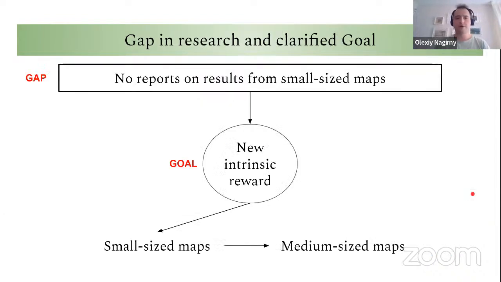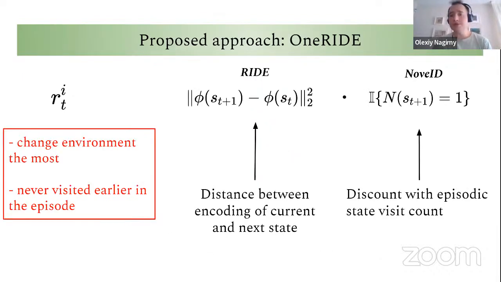Given all this, we decided to clarify our goal a little during the process of writing the diploma. First, we found the gap that no SOTA is reporting on small-size maps. It simplifies the goal for us, because it also raised the question about proof of concept. So logically, our goal is to build an intrinsic reward formulation that is able to show at least comparable results to SOTA on small-size maps, and then we will slowly go to some of the medium-size maps. About the proposed approach, this part is, as I said, responsible for this environment-centric approach.